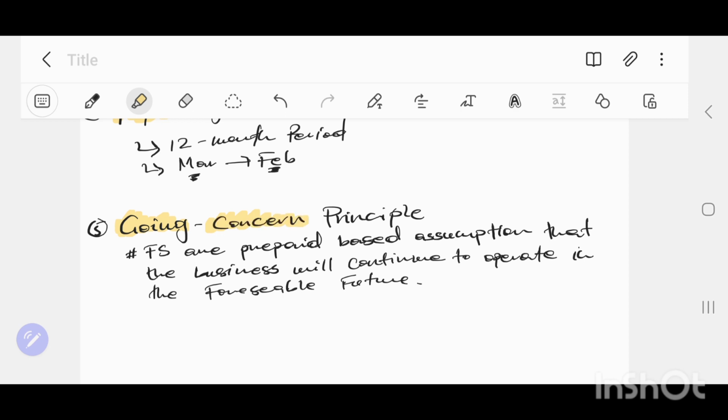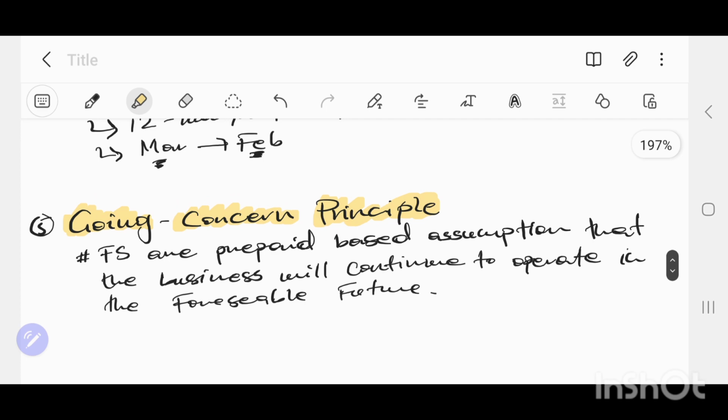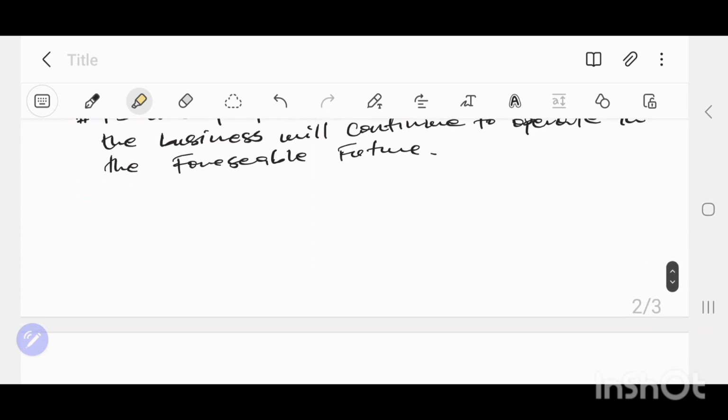I also give examples. I also expand on what happens when the business is about to close down. How do they prepare the financial statements?